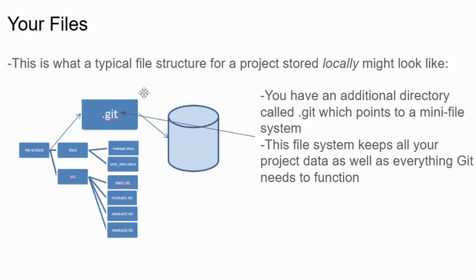So this is just an example of what a file structure may look like. You have a directory called Git, and then it points to your file system, and you have files such as main.rackgit, etc. And all these files together are kept in the Git server, and you need all of these files for your program to run.